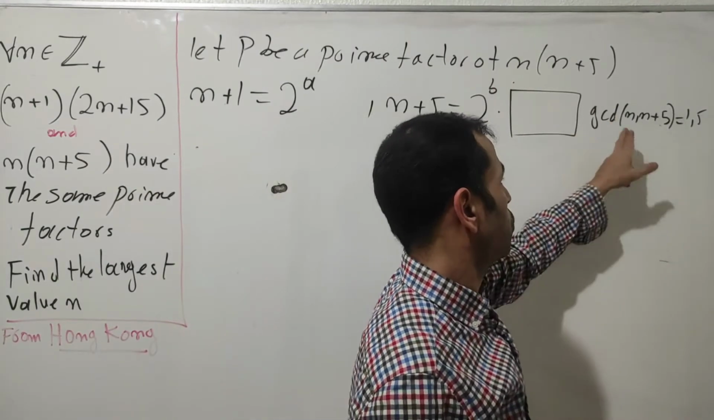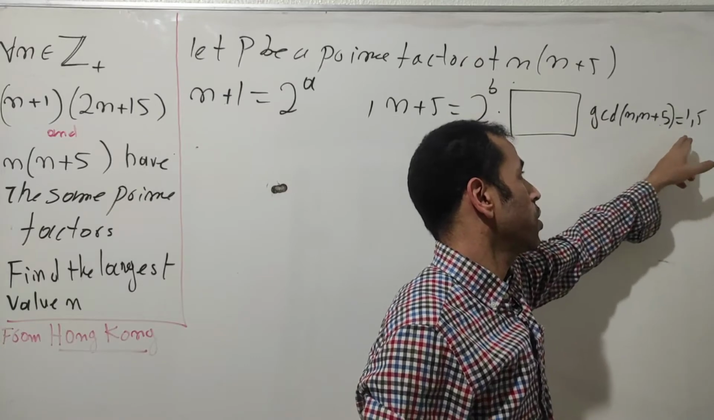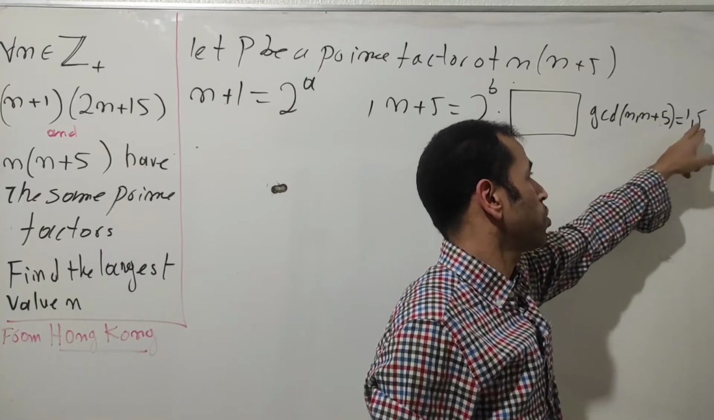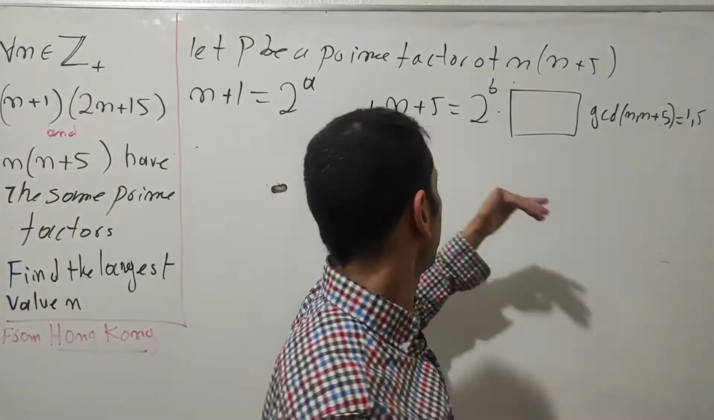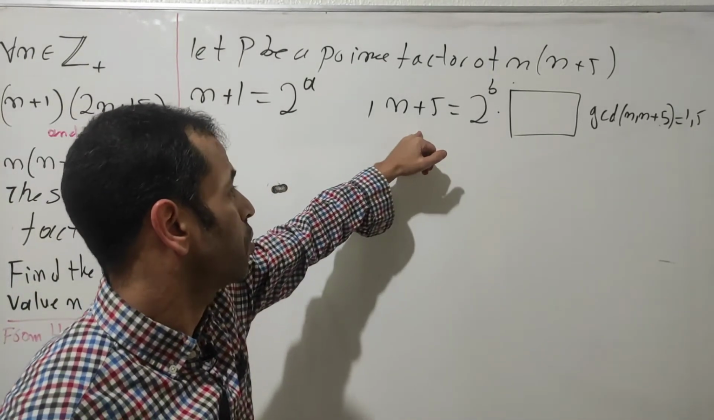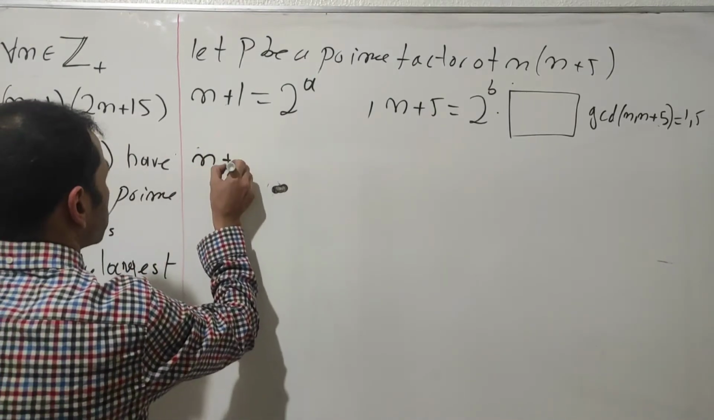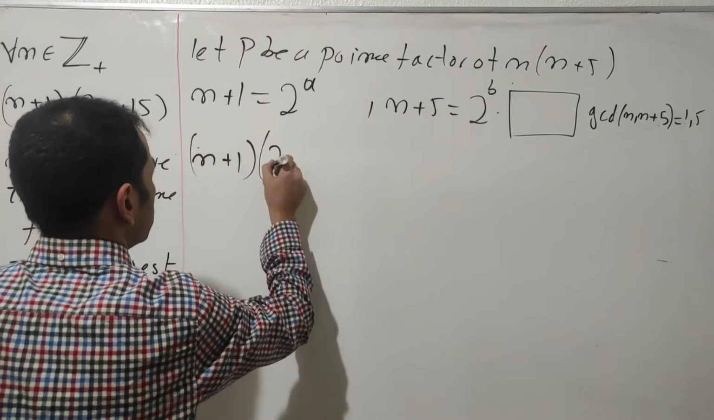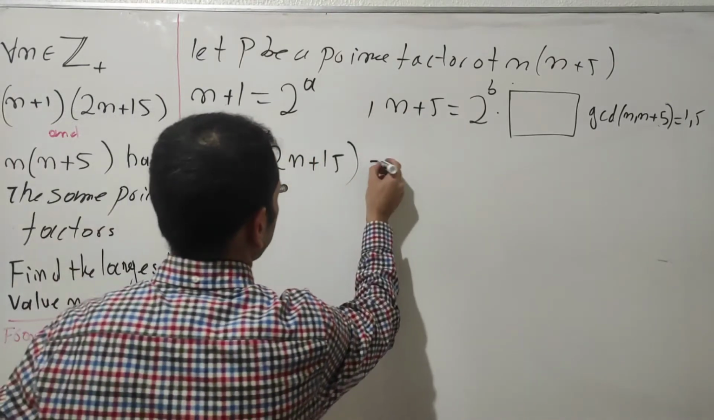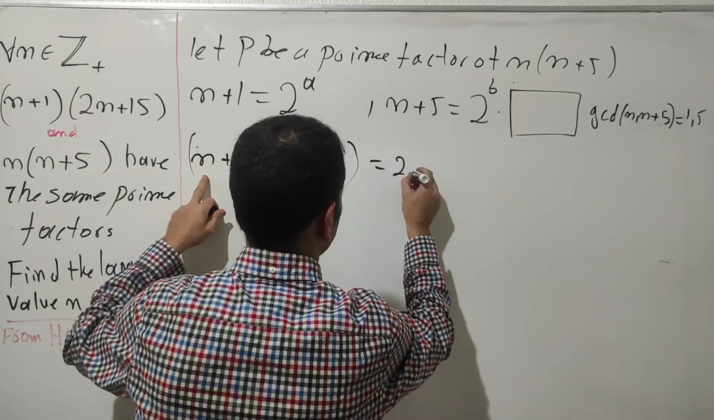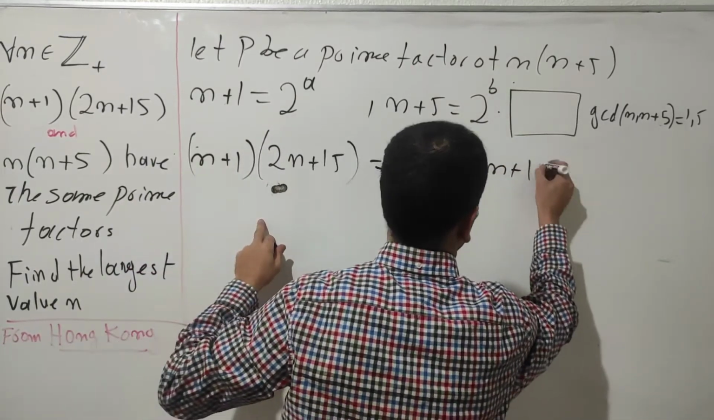So what we know is just that GCD of n plus 5 equals 1 or 5. If we knew the GCD equals 5, we wouldn't have to do the second job. We will find 5, it will be divisible by this one. Okay, so notice here this product, n plus 1 factor 2n plus 15, is going to be 2n squared plus 17n plus 15.